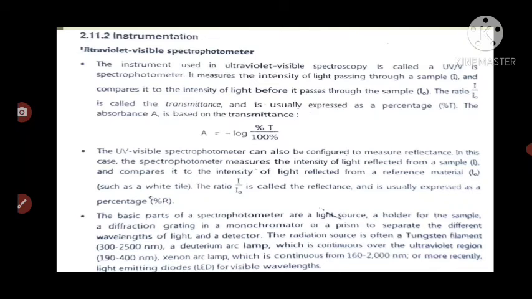So there are two concepts here. First, the transmittance, which is considered as the ratio of intensity I upon I naught, and this is calculated by the transmission of the wave through this material. If this wave is incident on the material and is reflected, that ratio I upon I naught is called the percentage ratio.